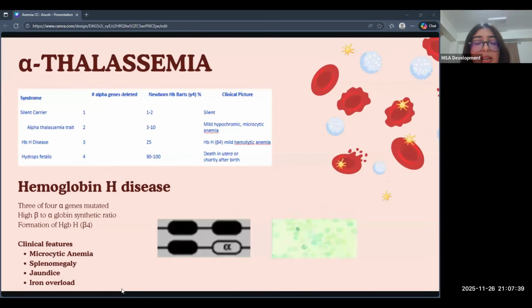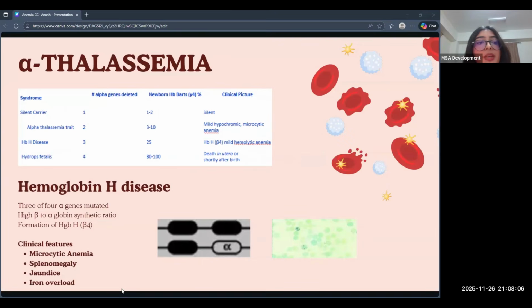Now, this is a clear table for alpha thalassemia. So silent carriers will have a silent picture, right? So they won't have any symptoms. Alpha thalassemia trait, which means 2 genes are deleted, will have mild hypochromic microcytic anemia. Then in HbH disease, we have mild hemolytic anemia, and in hydrops fetalis, it's unfortunately incompatible with life, and it will be death in utero.